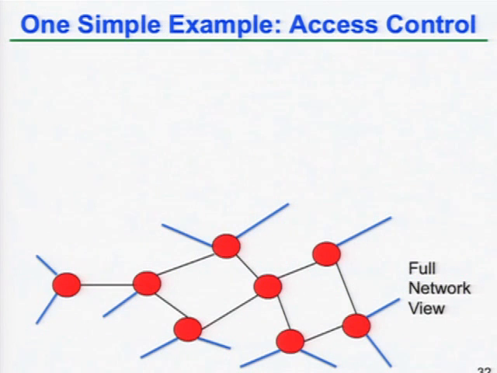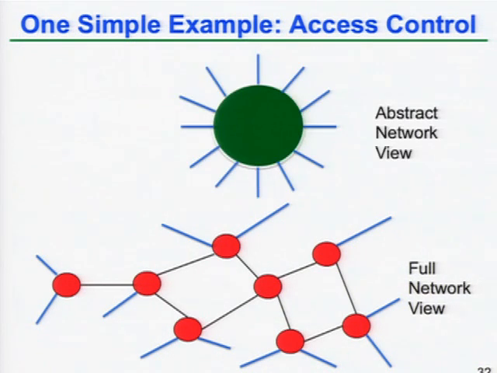So here's an example. Let's say we want to do access control. And here's the full network view. And these blue lines are sort of the external access links. And then the black lines are internal links. So is that what I want to show an operator? Of course not. What I want to show an operator, if they're talking about access control, is this.